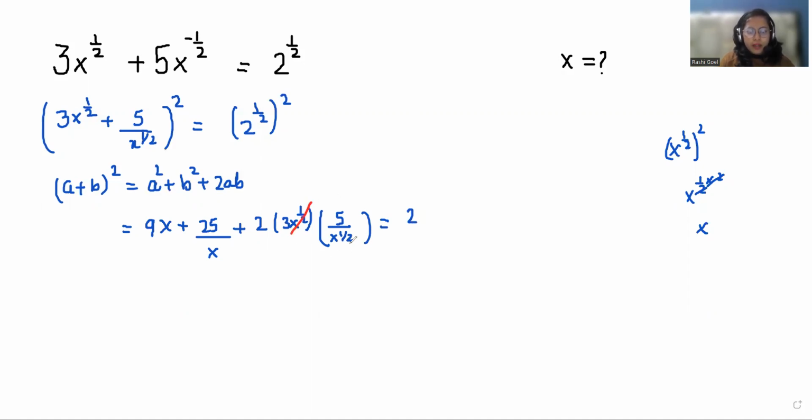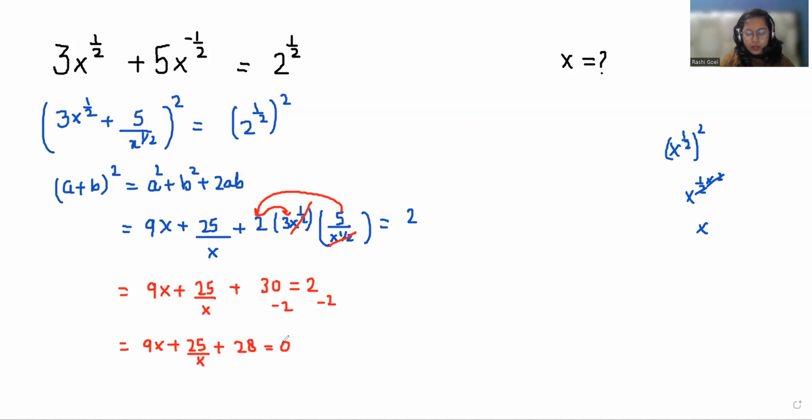Now we can eliminate this. So what is left? 9x plus 25 divided by x plus 5 times 2 is 10, 10 times 3 is 30, is equal to 2. Now I'm going to subtract 2 from both sides. So it becomes 9x plus 25 by x plus 28 is equal to 0.